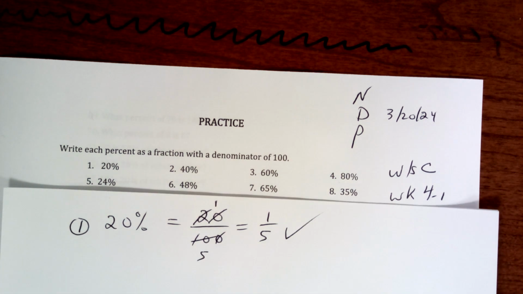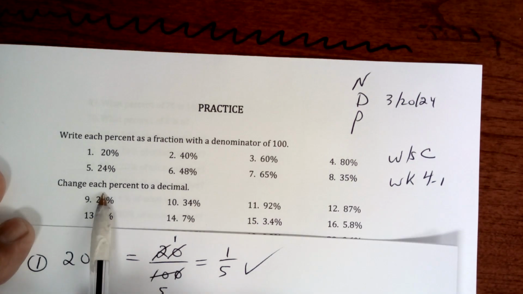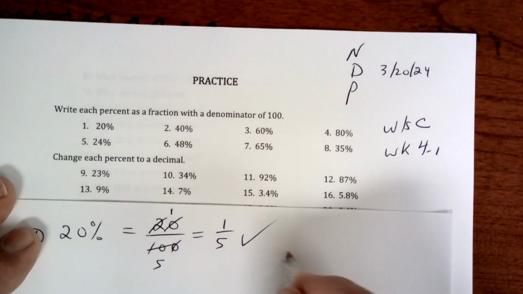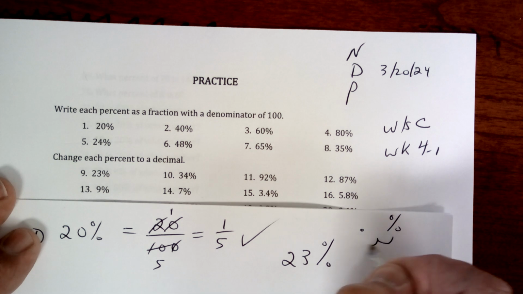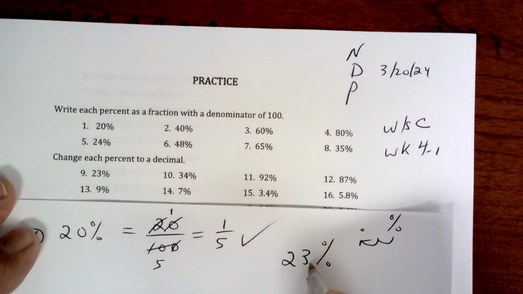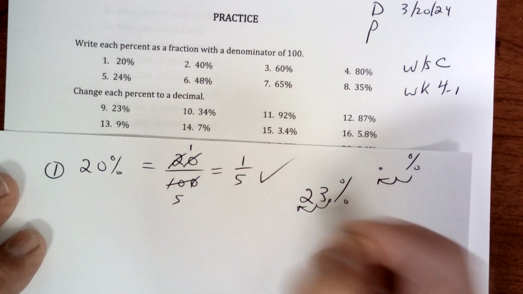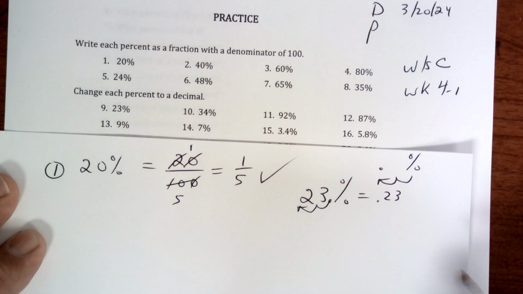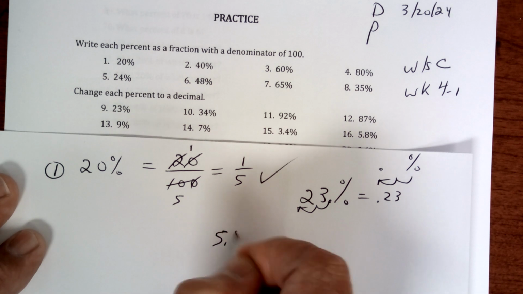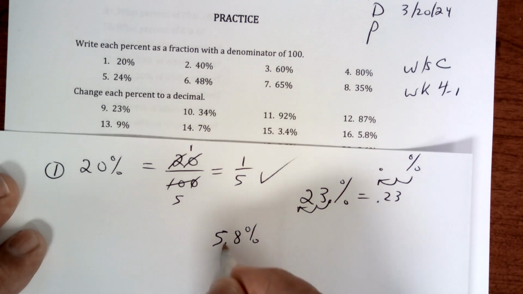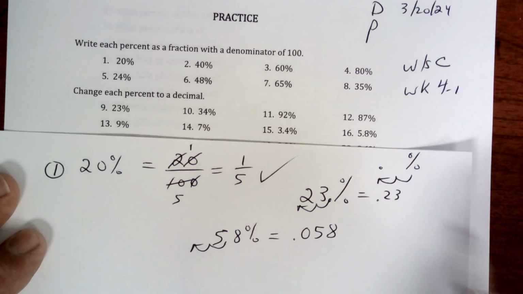0.2. Okay? This part right here, it says write each percent as a decimal. Well, 23%, if it's a percent, you move your decimal to the left 2 places. So here's my decimal when you don't see it, right? So you're going to move it 2 places to the left. So it's going to become 0.23. This one's going to be 0.87. 5.8%, write that one down, is going to be 0.058. Remember, it's always 2 places.